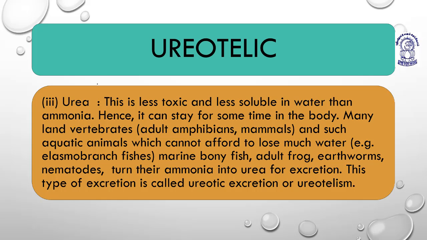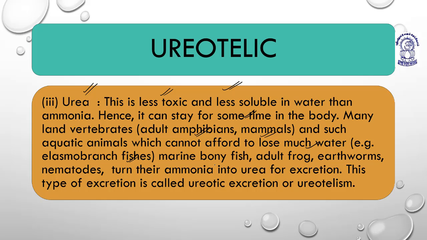Ureotelic. The excretory product is urea. It is less toxic and less soluble in water than ammonia. Hence, it can stay for some time in the body. Most terrestrial vertebrates like adult amphibians and mammals, and such aquatic animals which cannot afford to lose much water, excrete urea. Example, elasmobranch fishes.